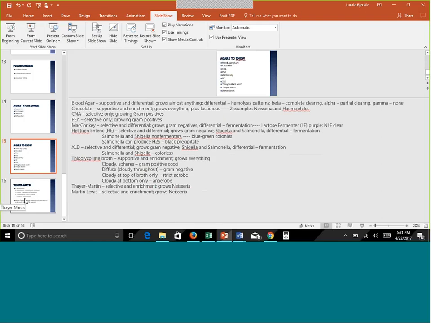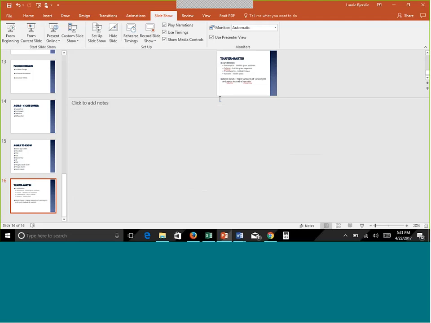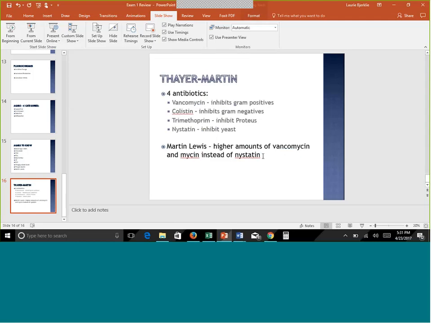So if we go to that next slide again, let me bring this back down. The only difference between the two is within Martin Lewis it put in higher amounts of vancomycin, and then it decided to use anisomycin to inhibit yeast instead of nystatin. They just felt that it probably did a better job or whatever it might be. So that's the difference between Thayer-Martin and Martin Lewis. So please remember that.